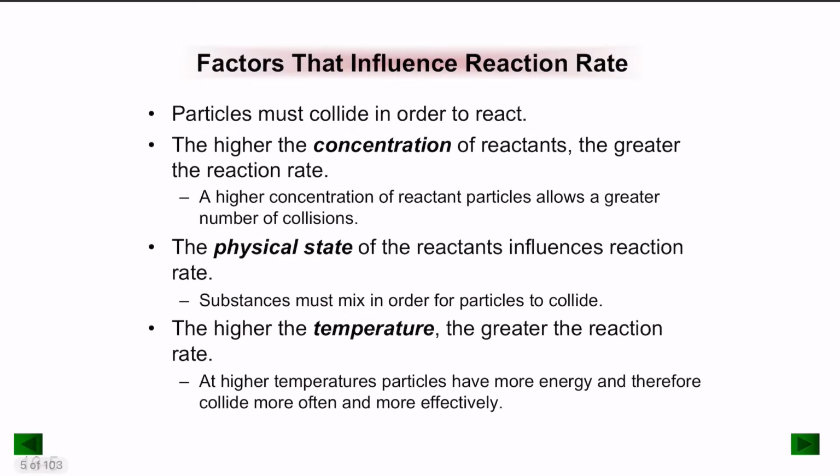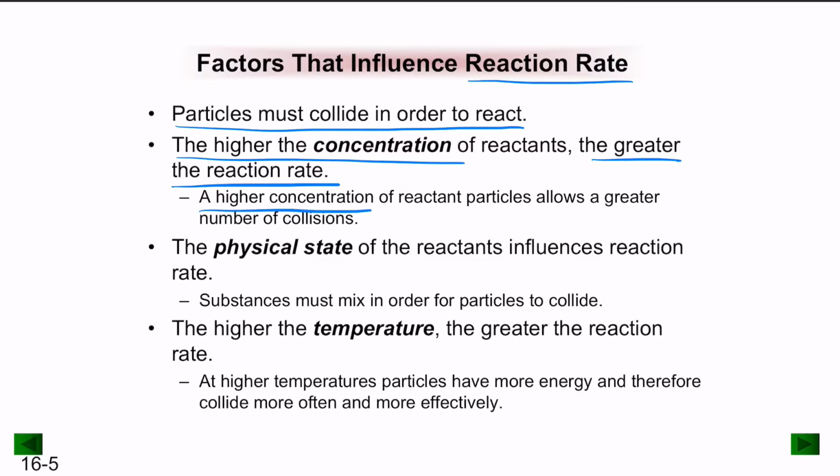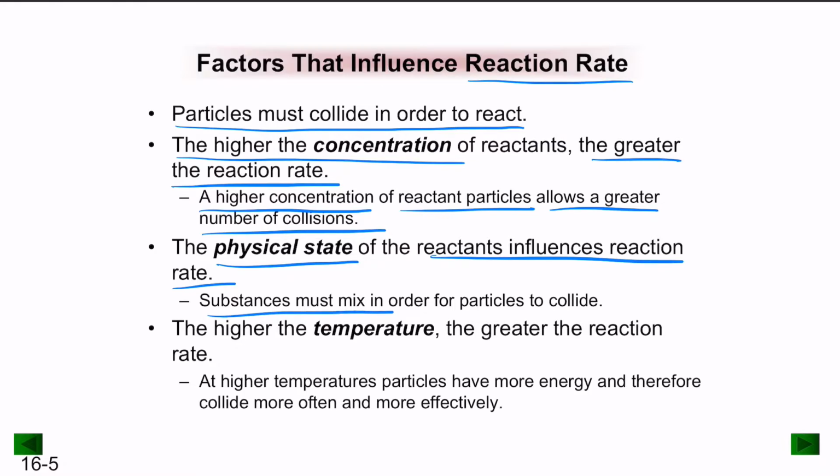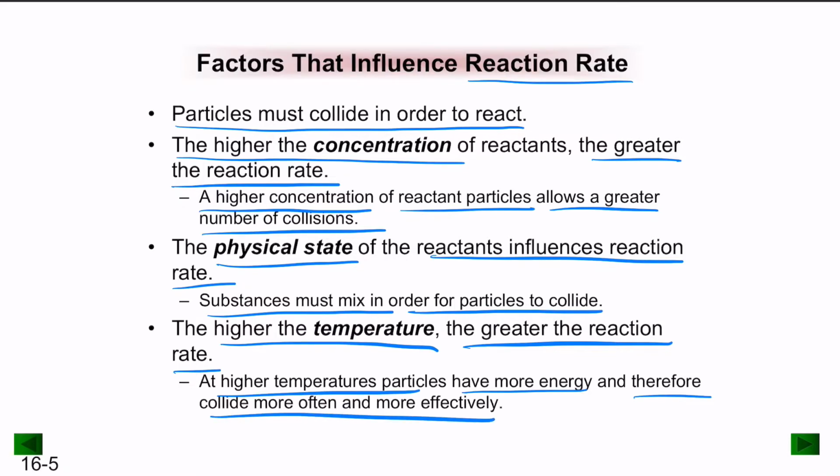So what are the factors that influence reaction rates? First, the particles must collide in order to react. Second, the higher the concentration of the reactants, the greater the reaction rate, which means that a higher concentration of reactant particles allows a greater number of collisions. Next, the physical state of the reactants also influences the reaction rate. For example, the substances must mix in order for particles to collide. And third, the higher the temperature, the greater the reaction rate. The reason is mainly that at higher temperatures, particles have more energy, therefore they collide more often and more effectively.